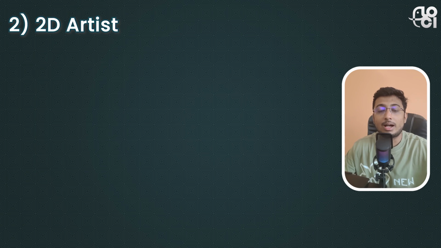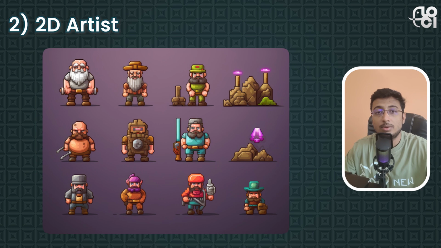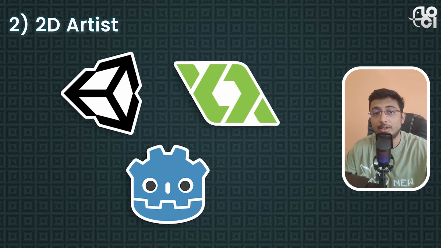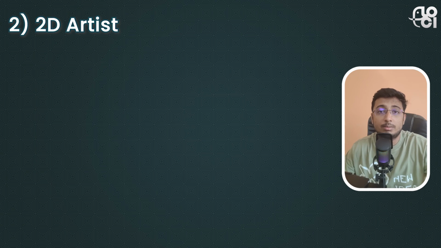Let's talk about 2D artists. I'm assuming that either you are a 2D artist or you or your team wants to make a 2D game. With that consideration in mind, I would like to recommend Unity, GameMaker Studio or Godot. Unreal is not on the list because it has fewer built-in tools for 2D games, but you can still make 2D or 2.5D games in it.